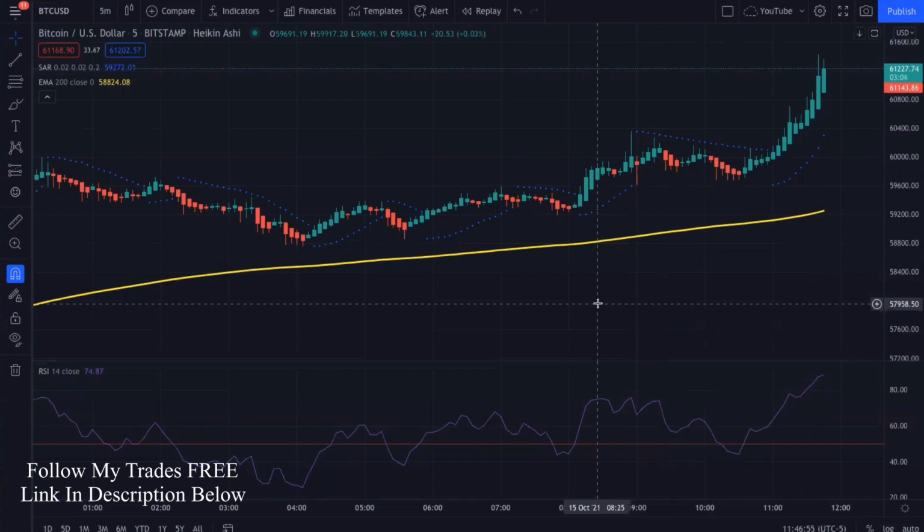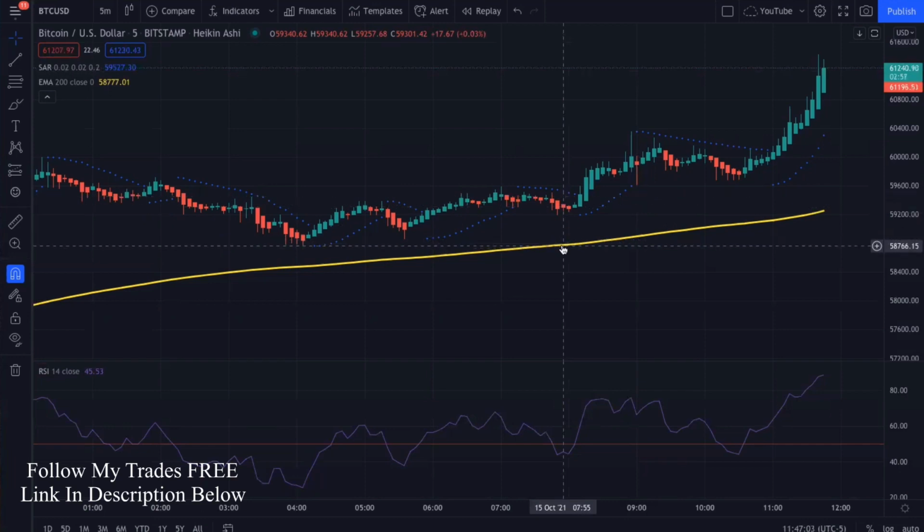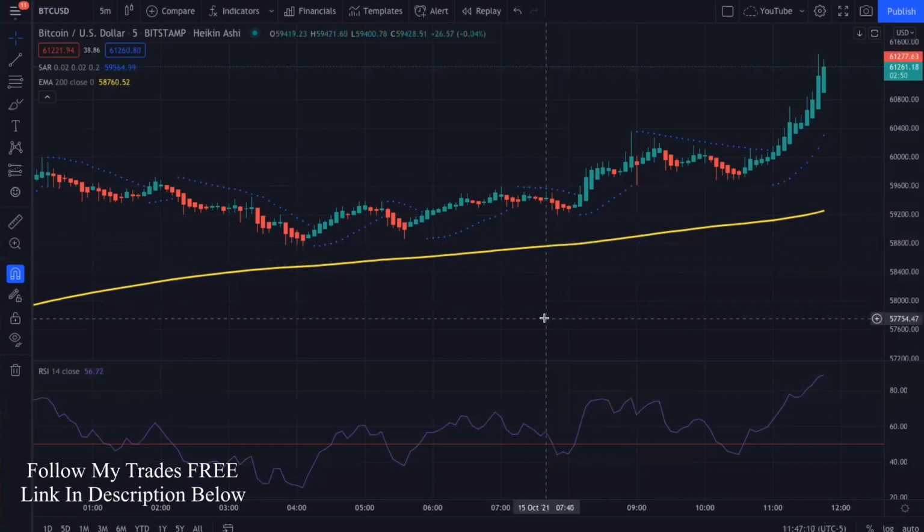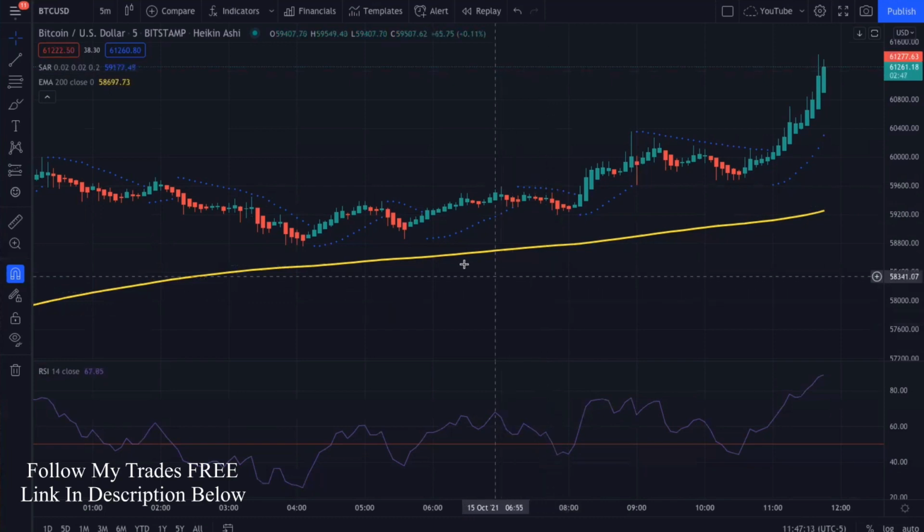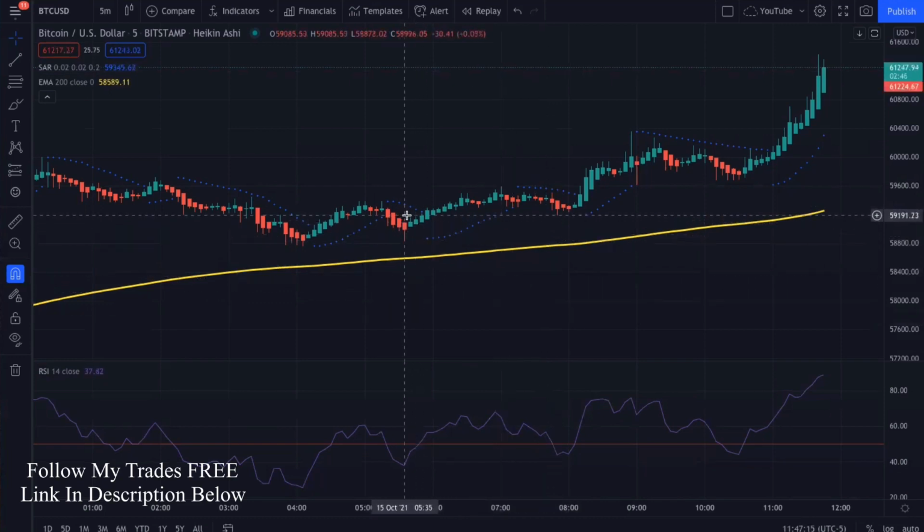So step number one, if the price action is above the 200 EMA, we're buying. If it's below, we're selling. So you're going long above, short below the 200 EMA. Second thing is the parabolic SAR. When the parabolic SAR dots are above the price action, you're selling. When they're below the price action, you're buying. But that's not it. There are two other rules you need to follow along with this as well.